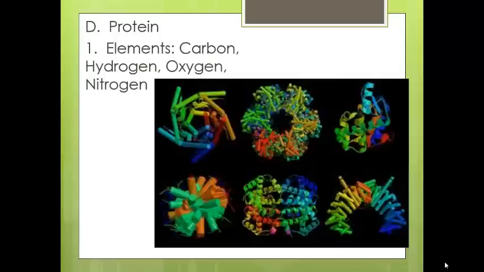They're made up of these four main elements. Occasionally you'll see sulfur in here as well, but the main elements are carbon, hydrogen, and oxygen, which we had with our lipids and our carbohydrates, but now we're also adding nitrogen. So nitrogen's kind of the new element there. That is what makes protein a little different than the carbs and the lipids.